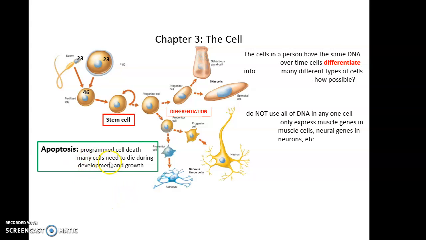So many cells will need to die during the development of the embryo of the person and during growth. So for instance, when we were fetuses inside of the womb, we had webbed fingers. There's webbing between our fingers and toes. As we continue to develop within the womb, those cells that formed those webbings underwent apoptosis, died, and we lost the webbing. And that is it for chapter 3.